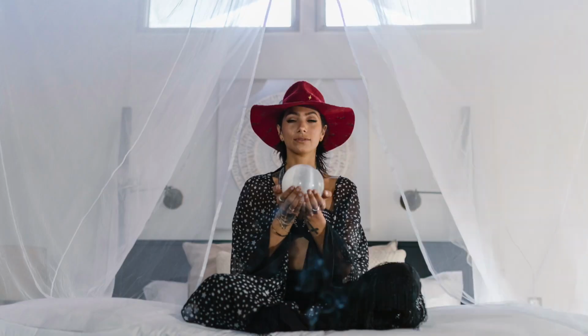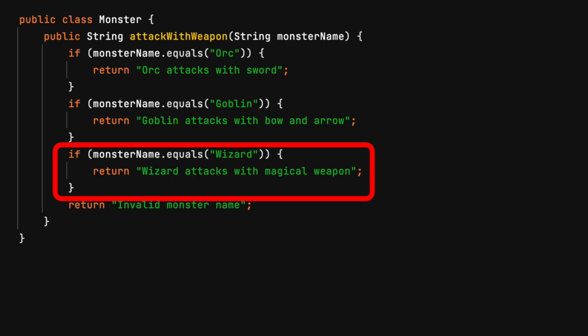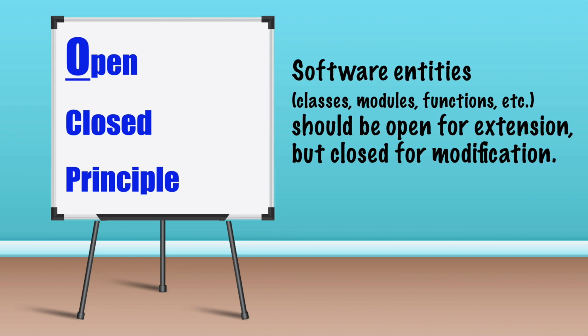I'm sure you can predict. We will need to add more monsters, like a wizard. The problem with this solution, it is breaking the O in SOLID. O stands for Open-Close Principle, which states, software entities should be open for extension, but closed for modification.